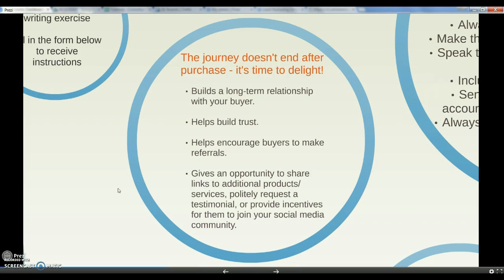And a very important thing is that you can now use this opportunity for them to become your own brand ambassadors and make referrals to any of their friends or colleagues. And you also have an opportunity to share any additional products and services, so basically upselling to someone who is already a customer. You can also encourage them to join in your social media campaigns and just to further help spread your brand.